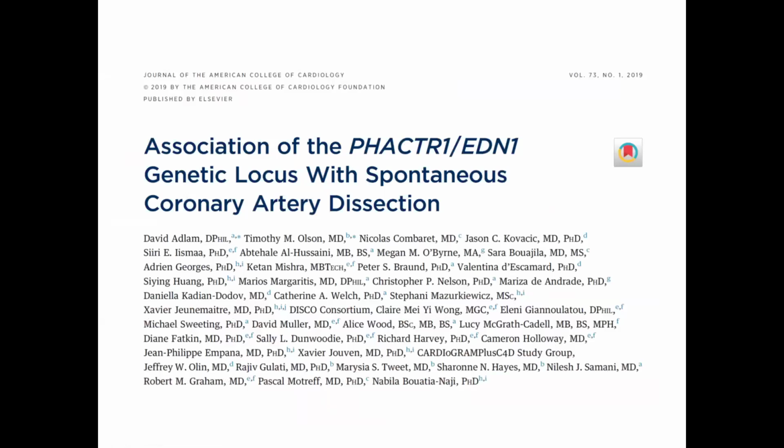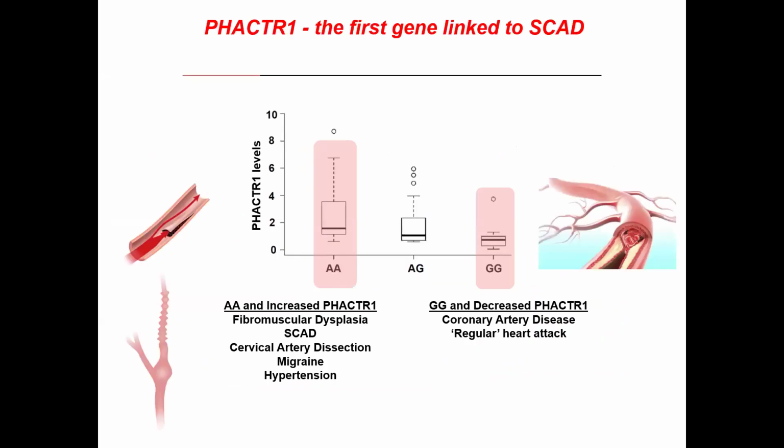A couple of years later, we showed that the same gene and the same gene change are also linked to SCAD, and this was published back in 2019. So what's really interesting is that this PHACTR1 gene, which is the first gene ever linked to SCAD, has a very interesting pattern. It turns out that the genetic change associated with FMD and SCAD is also linked to cervical artery dissection, migraine headaches, and hypertension.